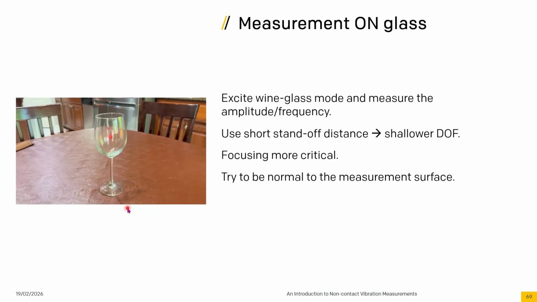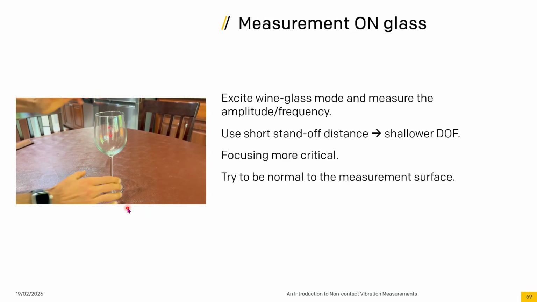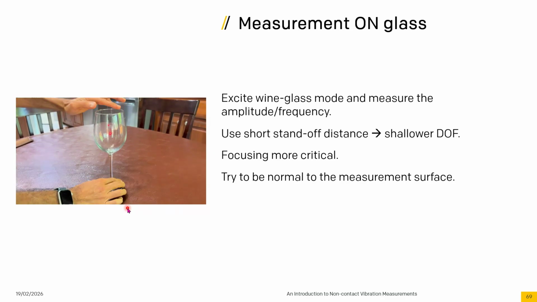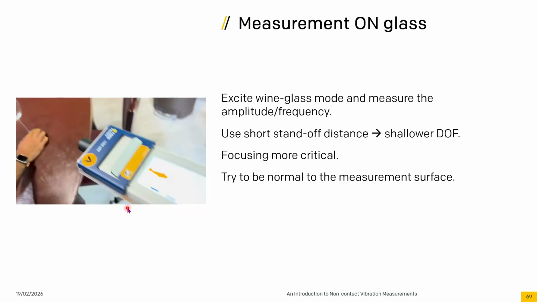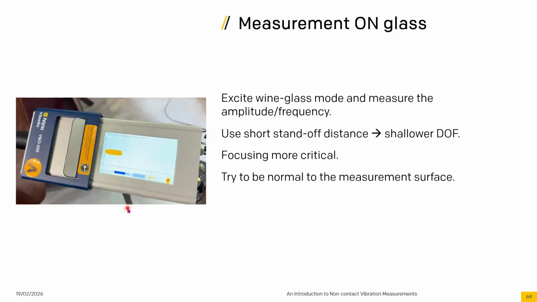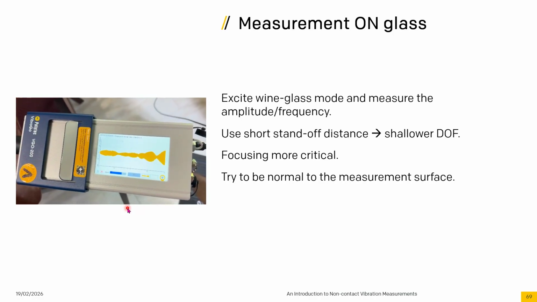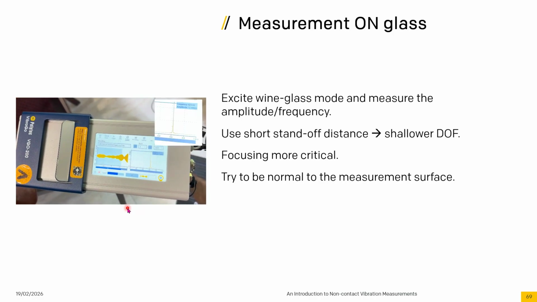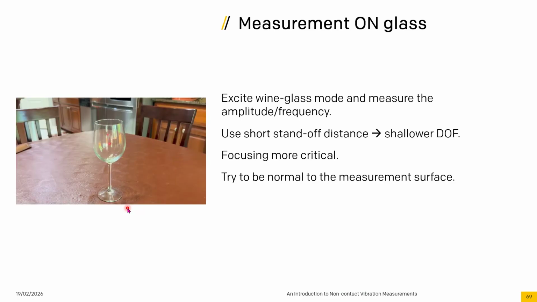In this measurement, you can see we use a vibrometer called a VibroGo that has a built-in data recorder. So it has a data acquisition sort of built in. So yeah, hopefully this shows you two different examples: measurement through glass and measurement on glass.